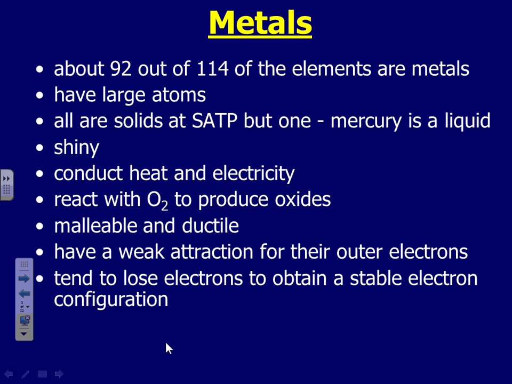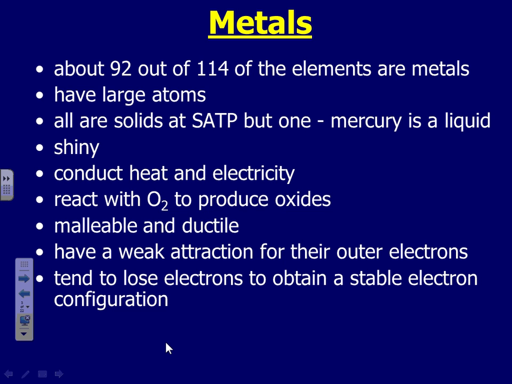They conduct heat and electricity very well because they're metals. They react with oxygen to produce oxides. So things like iron will rust to produce iron oxide. They're malleable and ductile, meaning that you can hammer them flat or you can stretch them into a wire. Malleable means you can hammer it flat. Ductile means you can stretch it into a wire.